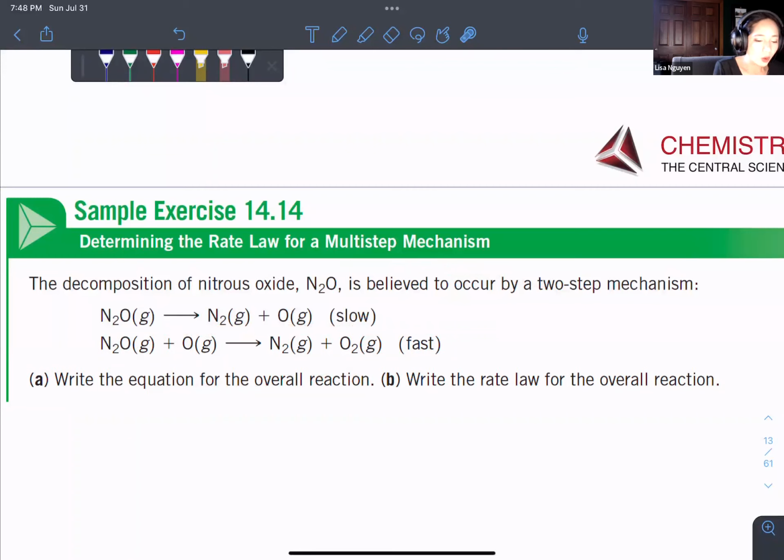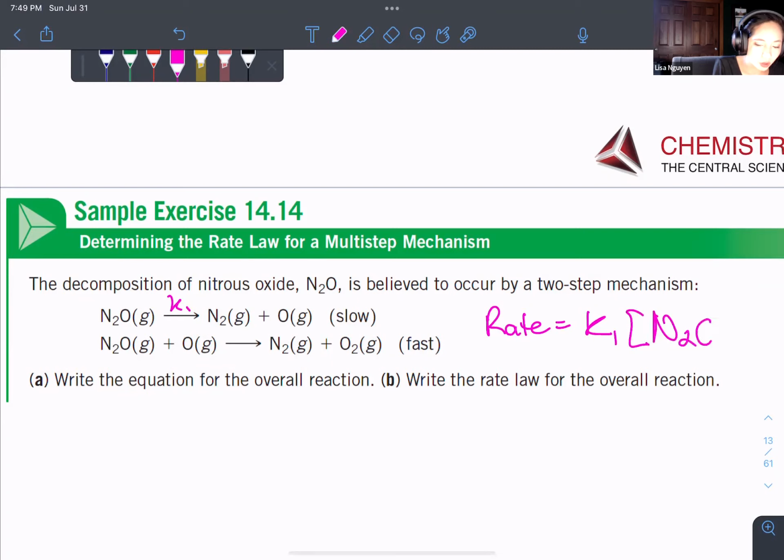In this reaction, where we determine the rate law for a multi-step mechanism, the slow step always dictates the overall reaction. So the overall rate law for this reaction would just be K of the first reaction times the concentration of N2O. So this reaction is first order; the components of the second reaction don't matter because we're assuming that this happens basically instantly. The overall rate of the reaction is dictated by the slow step, so if I call this K1, the rate is K1 times N2O. I can only do this because this is an elementary step.